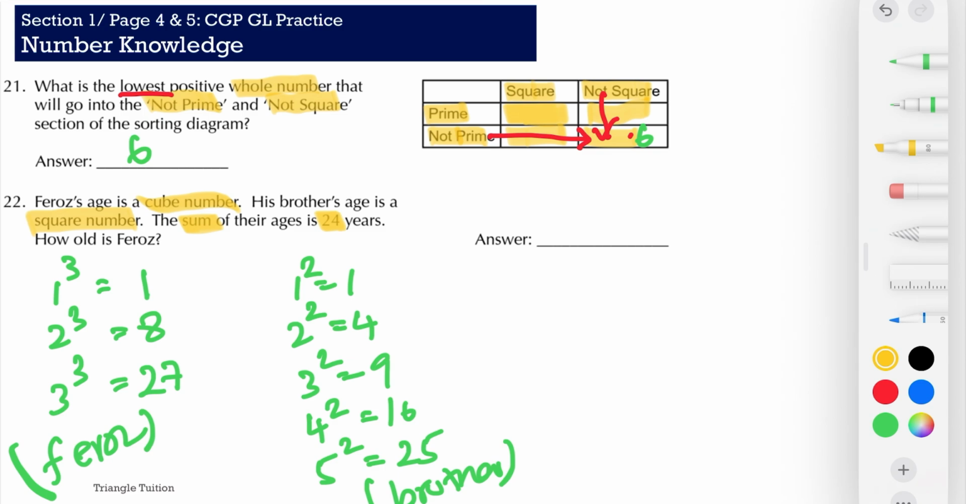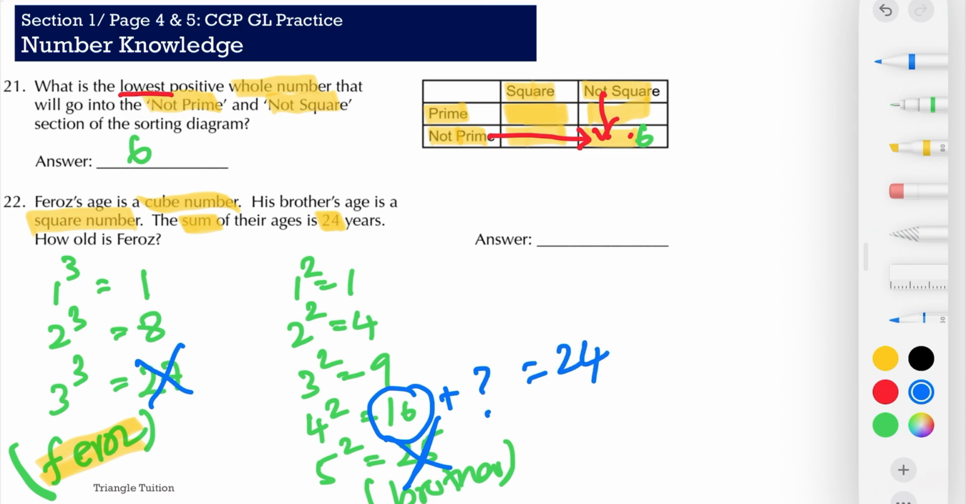So how old is Pharaoh? So when we add Pharaoh's age and the brother's age, it will give 24. So now we need to add both of them. We can cut these numbers because they are more than 24. The age cannot be in minus. Now let's look at 16. 16 plus what makes 24?